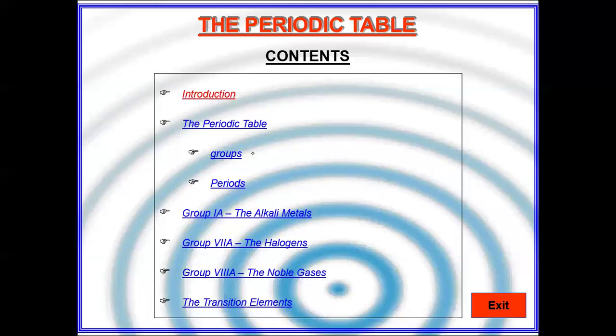Dear students, welcome back. Today we are going to talk about the periodic table. In the periodic table, we will first discuss the introduction of the periodic table.